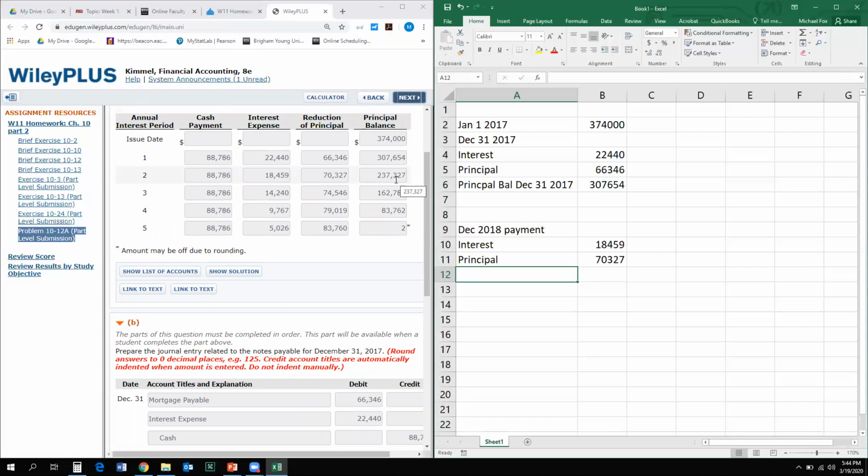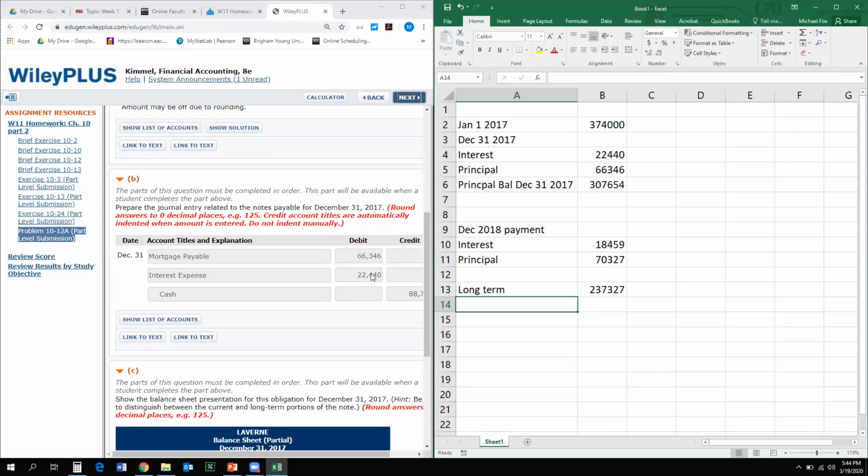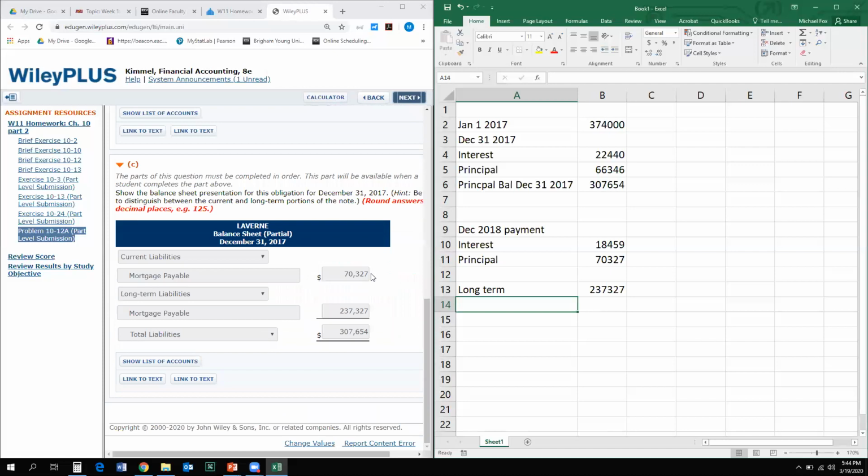So is that your principal balance, your 307,654 minus the amount of principal to be paid next year, the 70? Okay. So we could say this is the principal owed at the end of the year minus the amount of principal we're going to pay in the next year is the long-term portion of the note. Ging, does that help clarify or no?